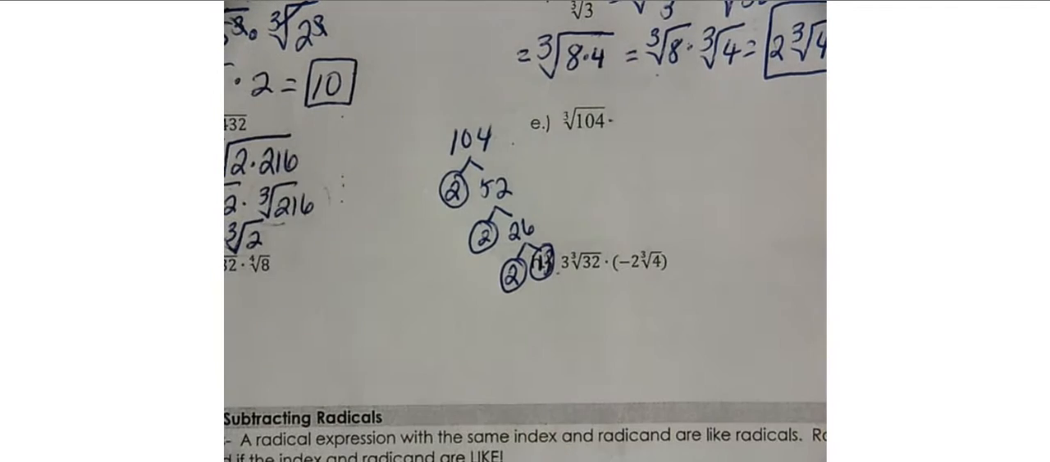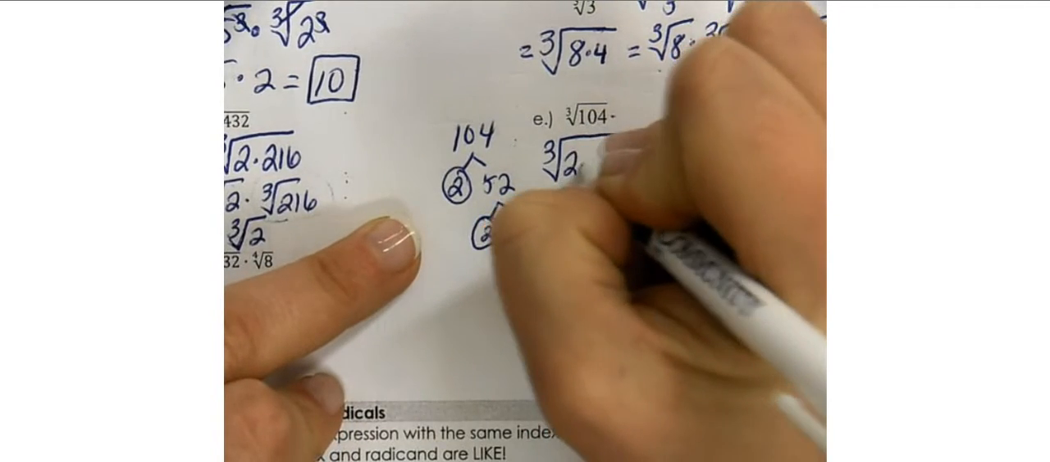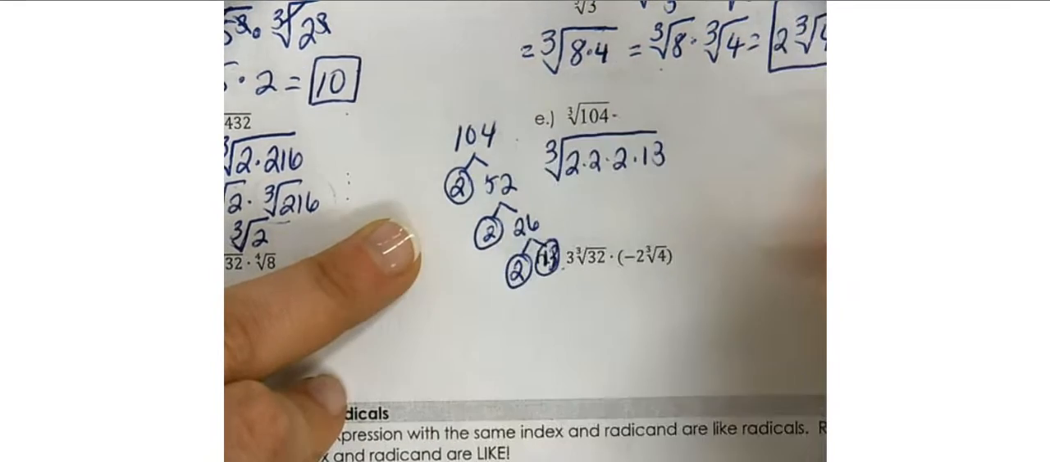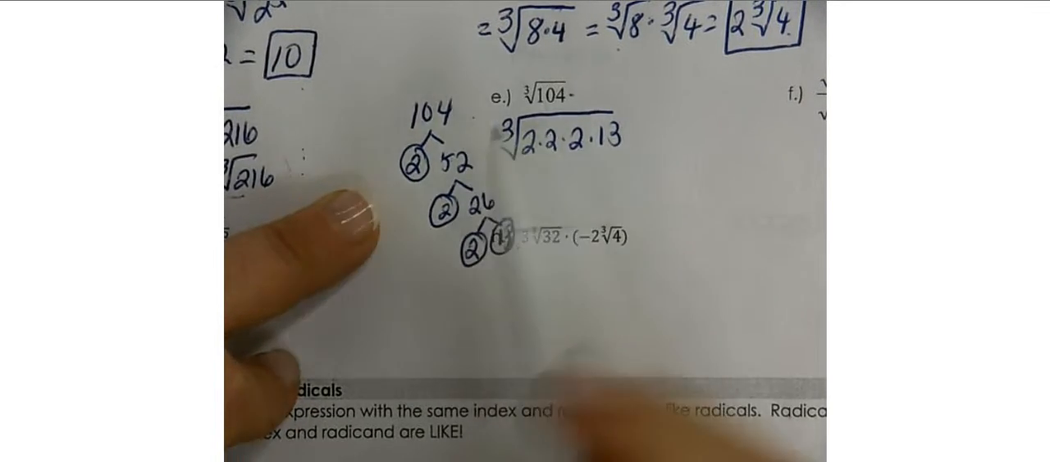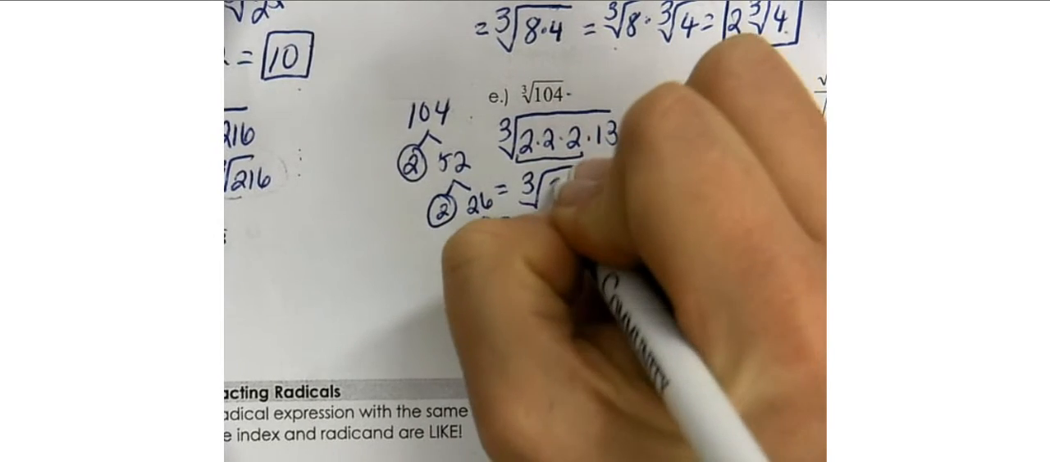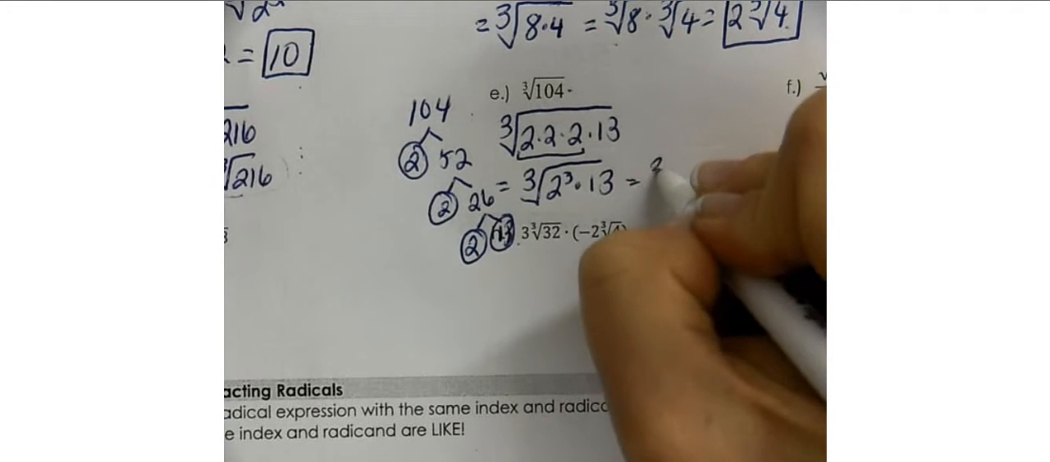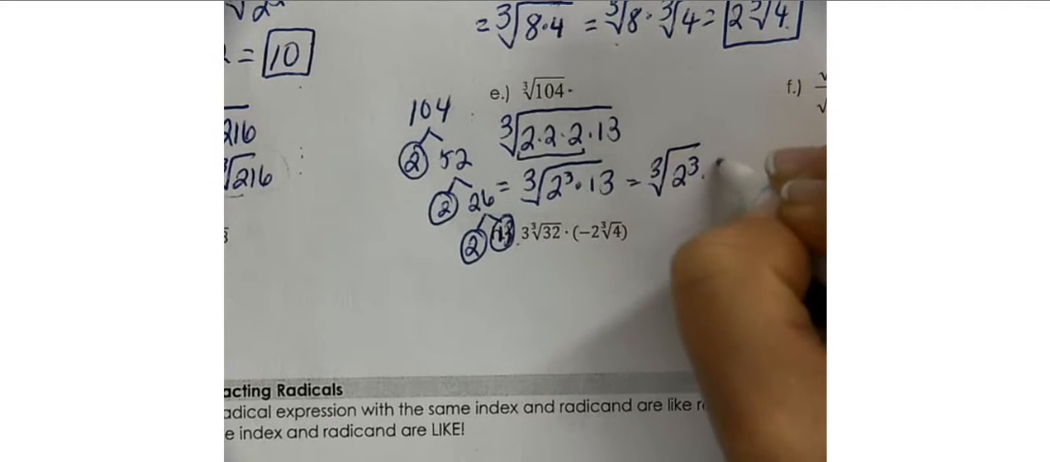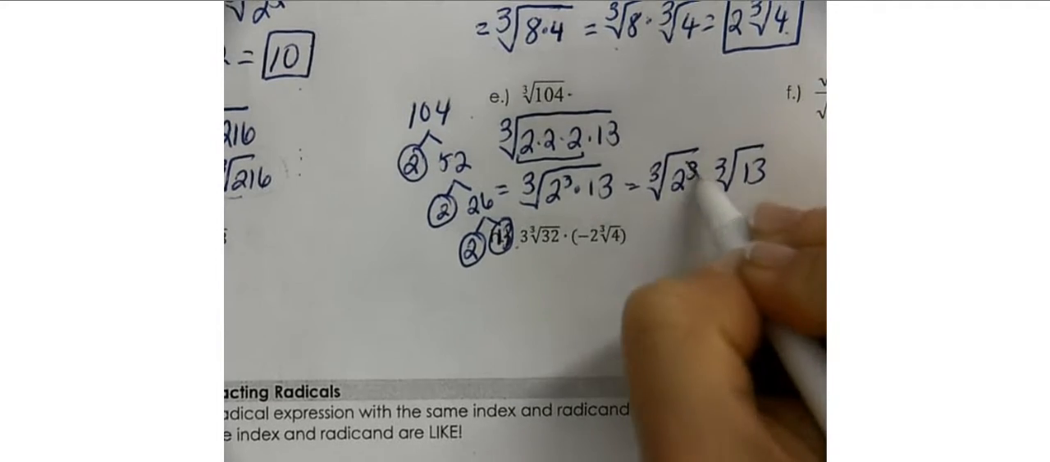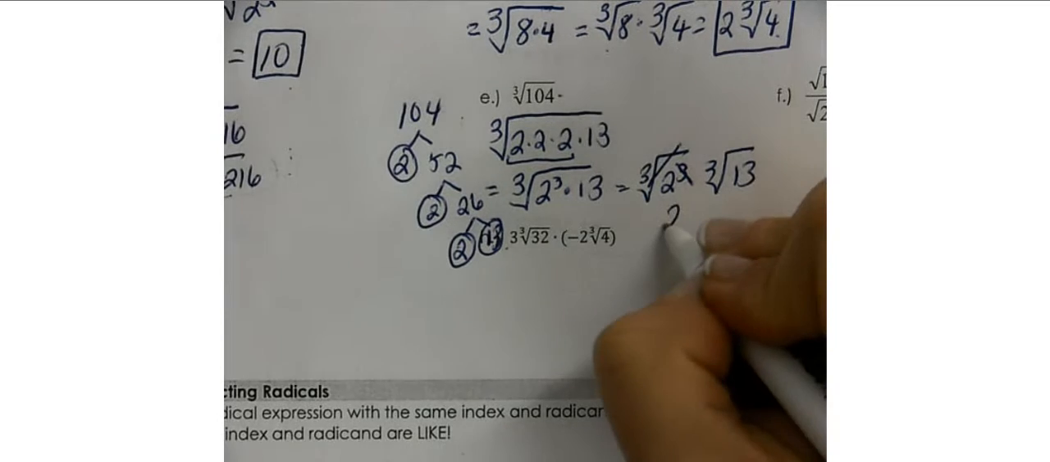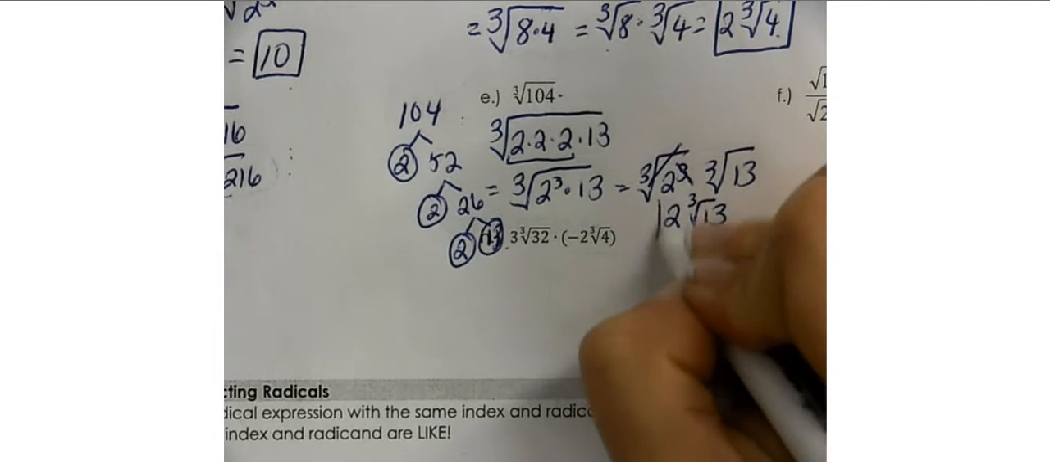That's one of the cool things about breaking down each of your factors, is that we're able to now have the cube root of 2 times 2 times 2 times 13. And since this is a cube root, we are looking for something to the third power. And technically, 2 times 2 times 2 is really 2 to the third power times 13. So we can split this apart into the cube root of 2 to the third power times the cube root of 13. The 3 and the cube root will cancel out, leaving us with 2 times the cube root of 13. And that is your answer.